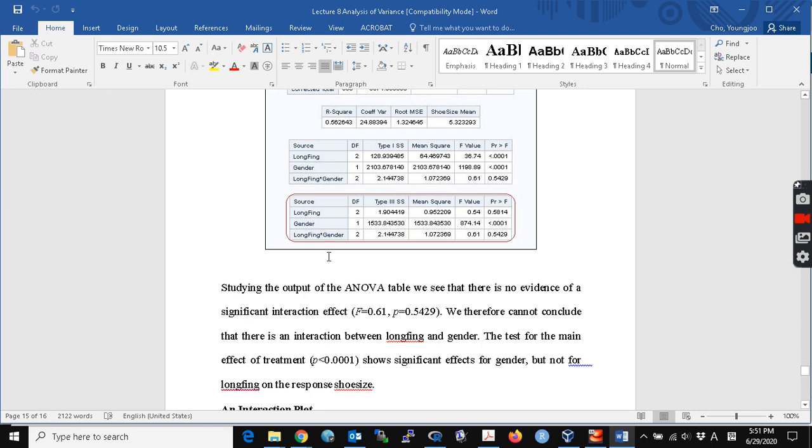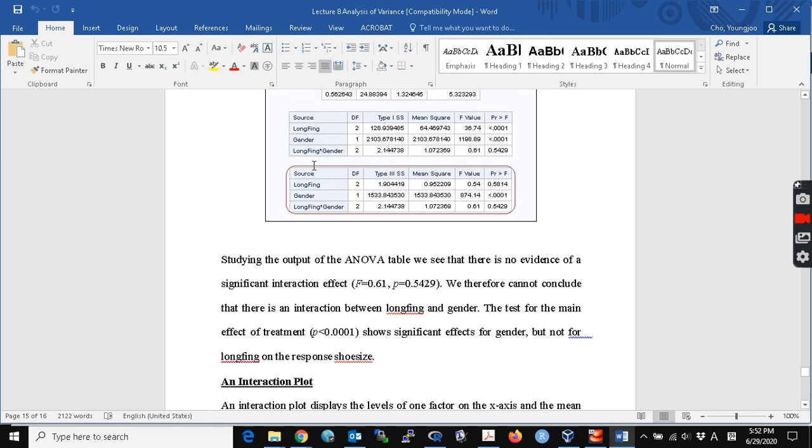Usually, many statistical software packages consider the type 3 sum of squares, because the type 1 sum of squares depends on the order. If you change your order, so if gender is first instead of longfin, then your sum of squares is going to be different. And note that the sum of squares for the longfin*gender interaction is the same for type 1 and type 3, because the interaction is put last here, so it has the same effect in both.